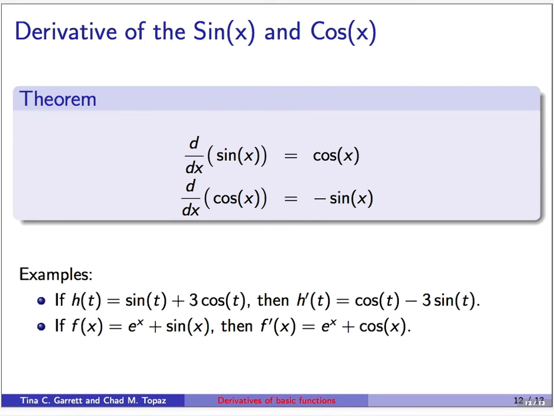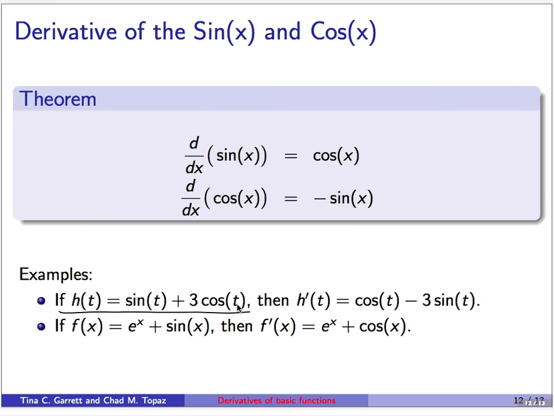Okay, so the last two functions that we're going to learn some derivative formulas for are sine and cosine functions. And those are pretty straightforward. The derivative of the sine of x is the cosine of x, and the derivative of cosine x is minus sine of x. So a couple of examples for computational purposes.